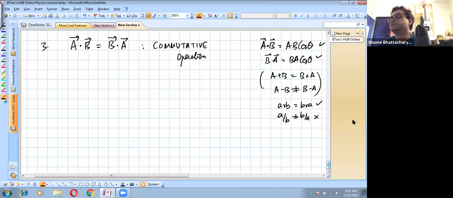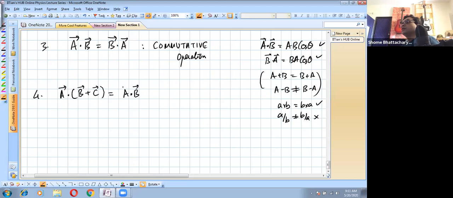Now another important property of dot product is that it is what we call distributive. That means if we take dot product of A with the sum of B and C, that can be expressed as dot product of A with B plus dot product of A with C. For example, in normal algebra, multiplication is a distributive property. So this property is called distributive property. Multiplication and division are both distributive properties.